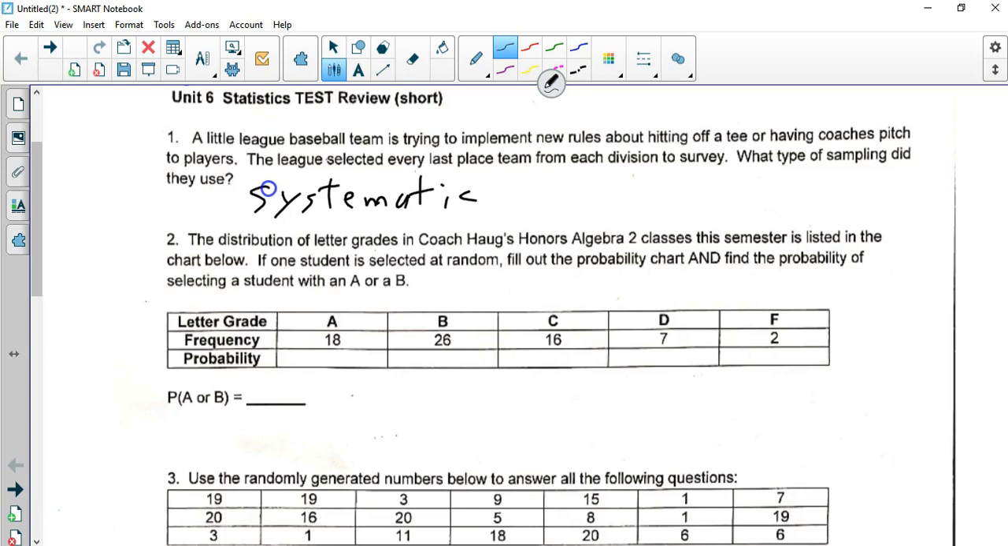Well, if each division has the same number of teams, and we said then every ninth team, the last place, that would be systematic. But let's say maybe some divisions have 9, some divisions have 10. Who knows? You could also say, since they're picking one team from each division, you might call that stratified, because they're broken up into divisions, groups, strata, levels, and you're picking from each one. So in this case, I would accept either one of those.